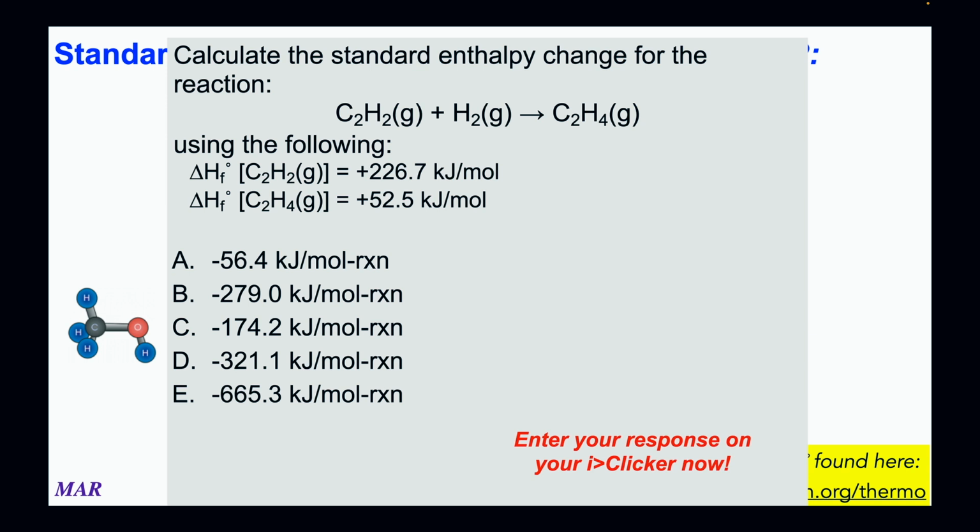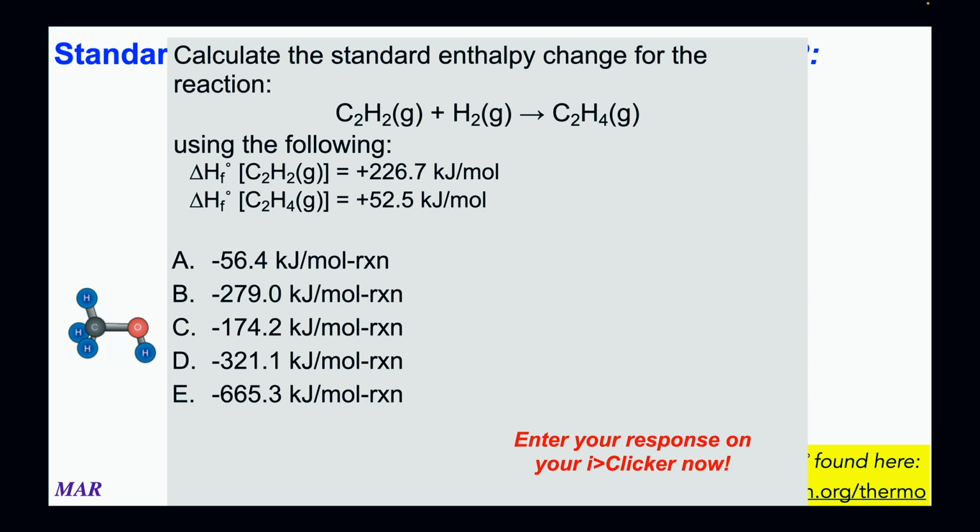C2H2 is acetylene, C2H4 is ethene, or ethylene as it sometimes is called. So you're basically turning acetylene into ethylene, but don't worry about that. Now, I've only given you 2 of the 3 chemical delta HF values right there. And remember, delta H will be products minus reactants.